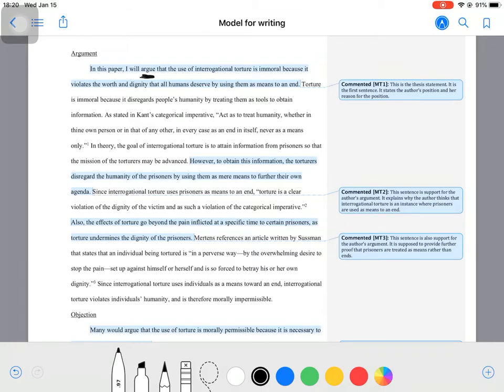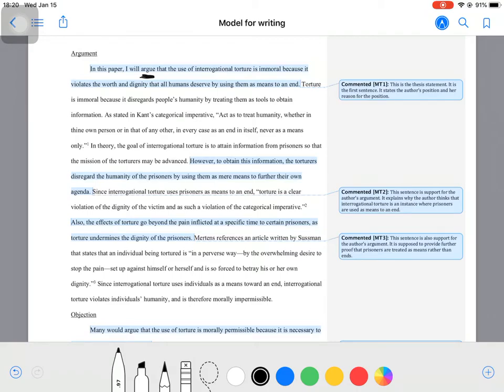Let's continue. Sentence 2, torture is immoral because it disregards people's humanity by treating them as tools to obtain information, as stated in Kant's categorical imperative, quote, blah, blah, blah. So you will notice that this author used a quote. We aren't using quotes in your paper. Do not give us quotes.